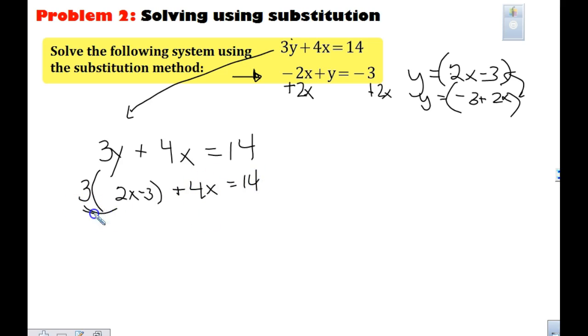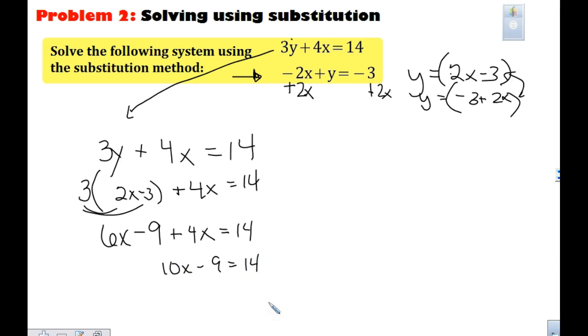So now we are distributing. So as I do the distributing, Joe, I'm going to have what? 6x, because that's minus 9. I'm taking 3 times both those. Plus 4x is equal to 14. Patrick, I'm adding my like terms because they're on the same side of the equal sign. So when I add those like terms, what am I ending up with? 10x. And I have minus 9 equals 14.